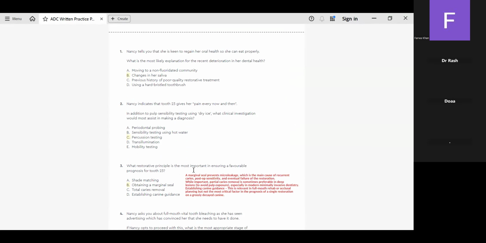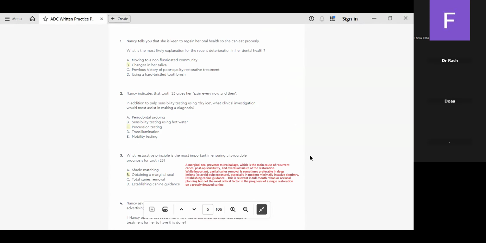Now, in certain answers, I've given further explanation in the form of text next to the answer itself. If you see here, a marginal seal prevents microleakage, which is the main cause of recurrent caries, post-op sensitivity, and eventual failure of the restoration. While important, partial caries removal is sometimes preferable to deep lesions to avoid pulp exposure, especially in modern minimally invasive dentistry. Established canine guidance is relevant in full mouth rehab or occlusal planning, but not the most critical factor in the prognosis of a single restoration or grossly decayed canine. All right. So this explanation would help you understand why most of the options have not been selected.